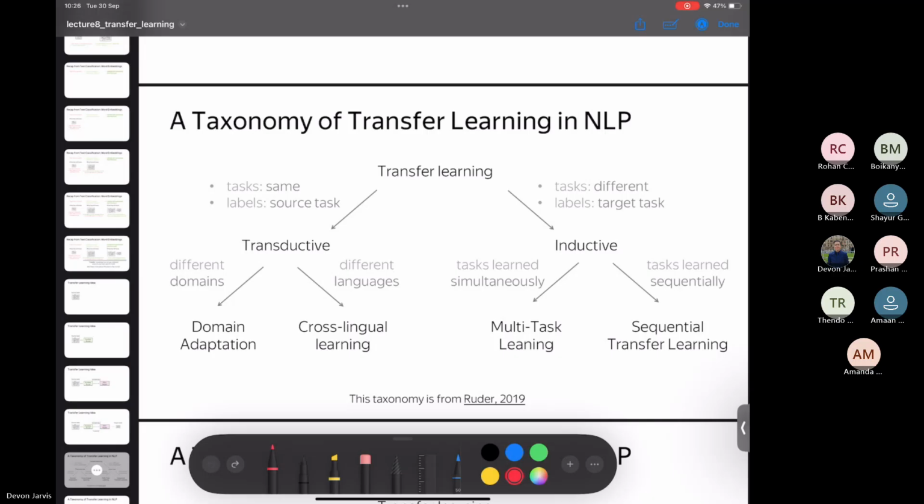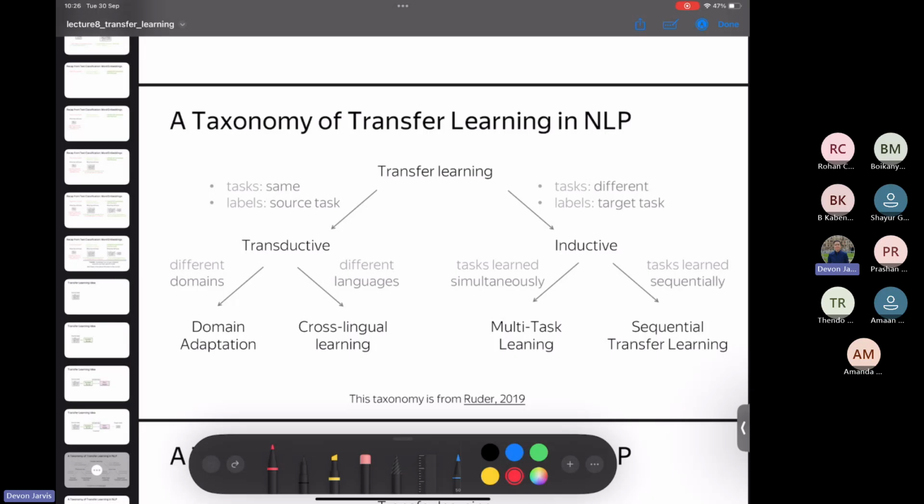Okay, and so there's a couple different, at least according to Sebastian Ruder, there's a couple different types of transfer learning. I don't really know about this taxonomy, but I think it's useful to think around the different ways that it can be used. So for example, there's transfer learning.